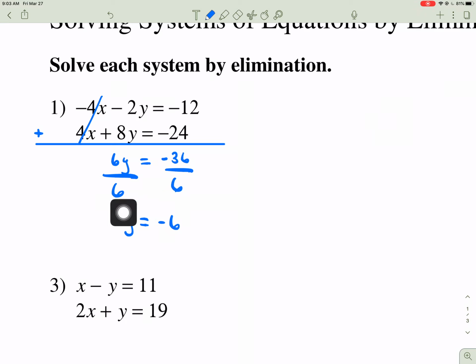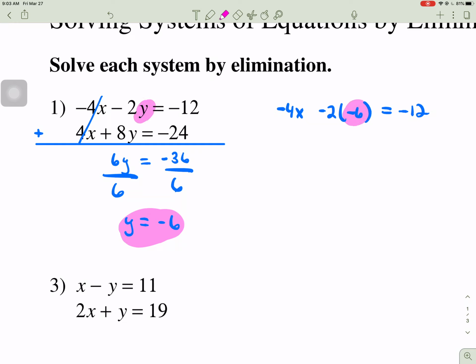Well, if y equals negative 6, just like yesterday with substitution, we can now say, well, if y is negative 6, we could plug y into one of these. Doesn't matter which one. Let's do the top one. Negative 4x minus 2 times negative 6 equals negative 12. Again, that's because y equals negative 6, so where I saw y, I put negative 6. So we get negative 4x, negative 2 times negative 6 is 12, equals negative 12.